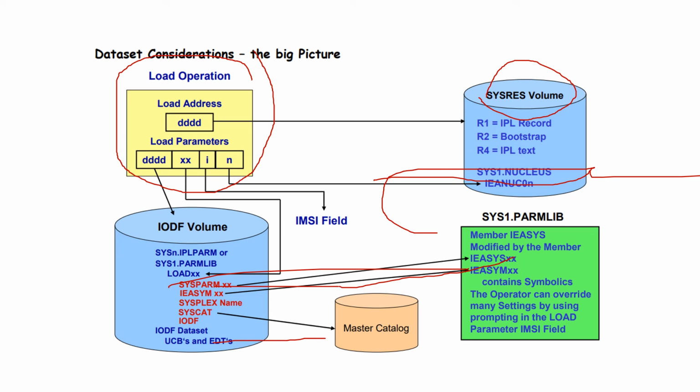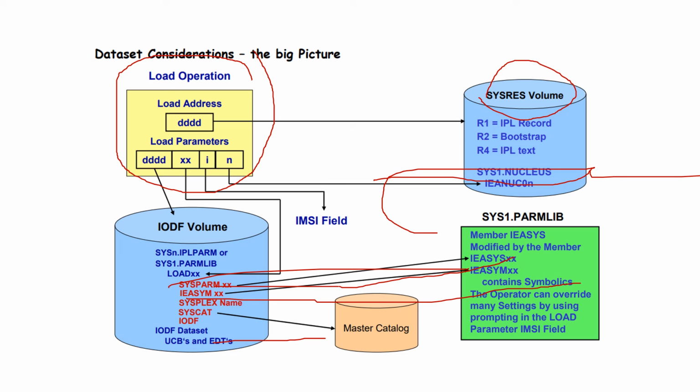When a member is found, it is opened and read for the information, including the nucleus suffix unless overridden by the LOADPARM, the master catalog name, and the suffix of the LOADxx member to be used.